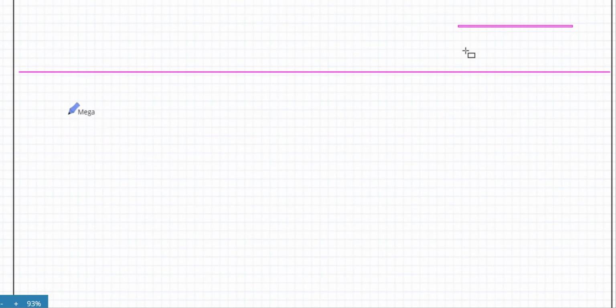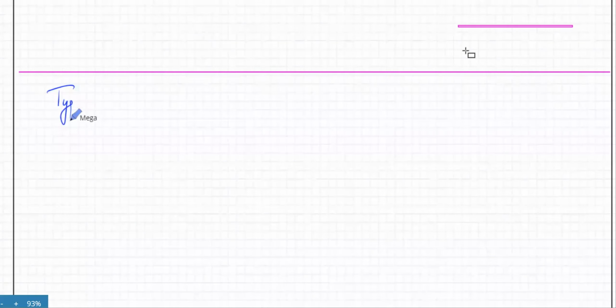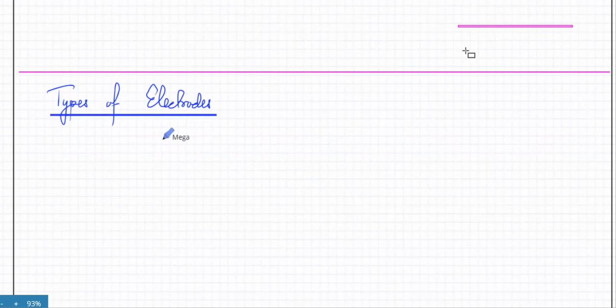So the first thing is, there would be a lot of drawings, so you have to be good with drawings. I mean, not really good, but at least there would be a lot of labeling of drawings. So the first thing is, there are different types of electrodes. Let's quickly cover those types of electrodes. We did the first one. The first one is metal and aqueous metal ion electrodes. That's the first type of electrodes.